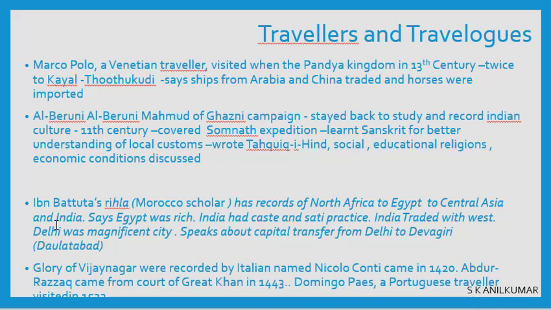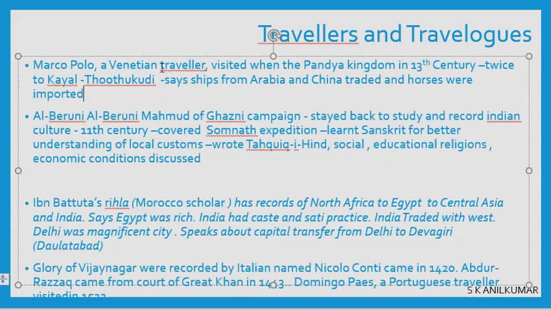Now he says Egypt was rich. He says India had caste and sati practice. Ibn Battuta from Morocco is coming and telling that India had the caste system and sati practiced. He said India traded with the West. West is what? Europe. How? Through the Arab traders, or through the ports. He said Delhi was a magnificent city. And he speaks about the capital transfer from Delhi to Devagiri by Muhammad bin Tughlaq. So Ibn Battuta's record, a Moroccan scholar's record about India, is also very informative.